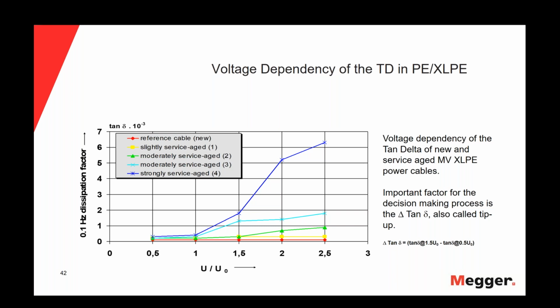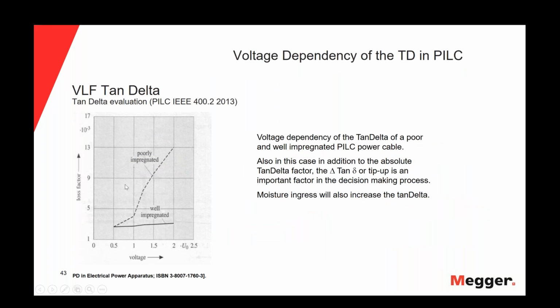It is the same for paper insulated cables. You see in this graph that for a very poorly impregnated cable, as we increase the voltage, the loss factor increases, and for a well impregnated cable, the line is almost flat. So the voltage dependency exists for both types of insulation, polymeric insulation and paper insulated cables.